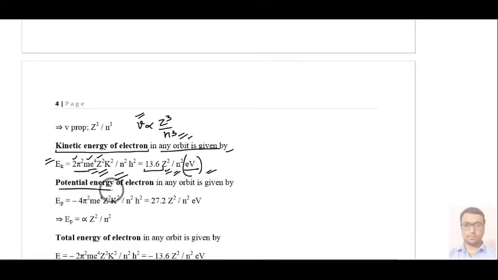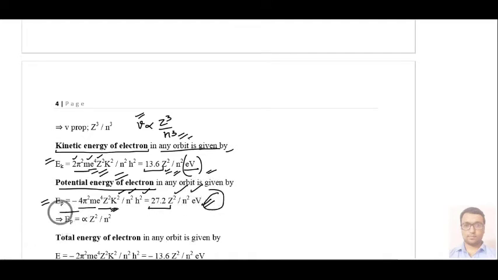Now the potential energy of the electron is given by this expression, that is minus 4 pi square into m e raised to the power 4 into z square into k square, whole upon n square into h square. This factor comes out to be minus 27.2 z square upon n square electron volt, this much energy.